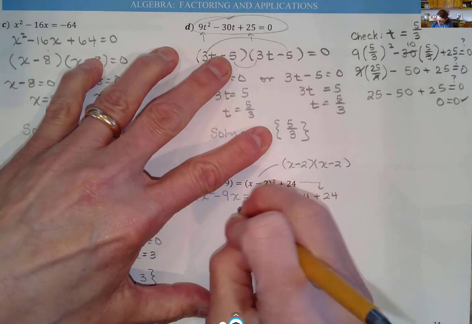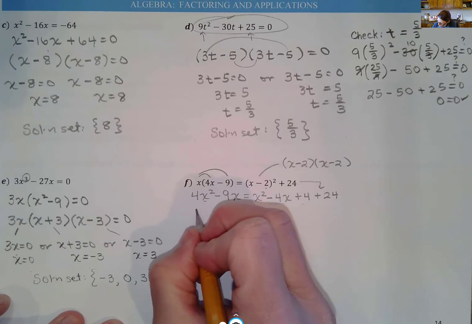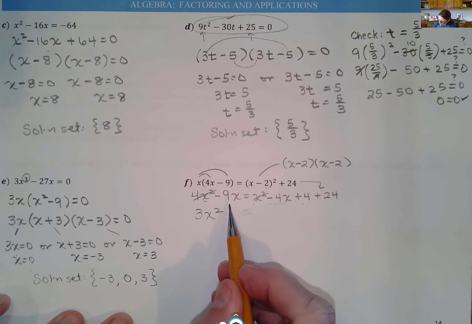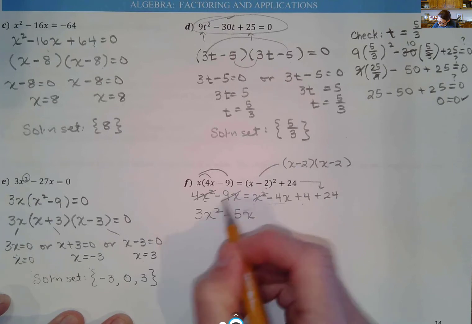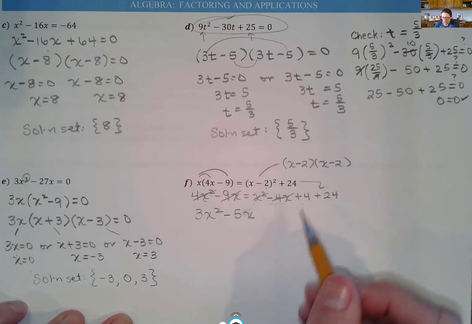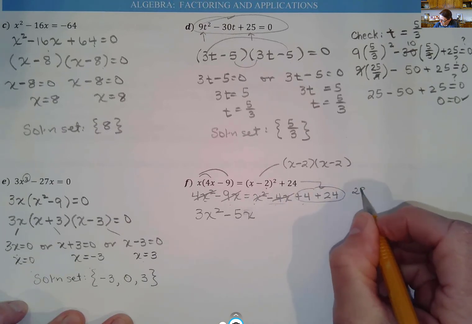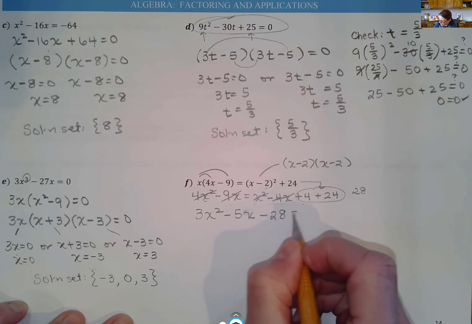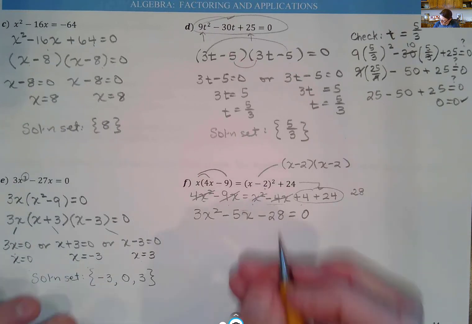So let's subtract x squared from each side. 4x squared minus x squared is 3x squared. And we just took care of those terms. -9x plus 4x is -5x. So we just took care of our x terms. Now, on the right-hand side, 4 and 24 is 28. And when we subtract it over, that becomes a minus 28. Set equal to 0. So here we've got our equation in standard form.